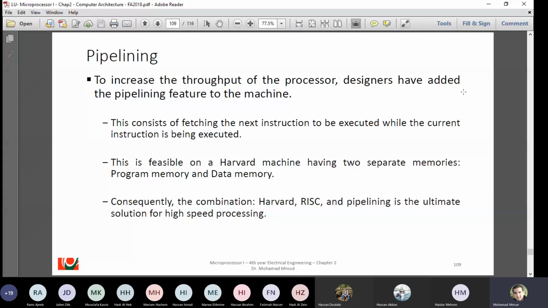So this consists of fetching the next instruction to be executed while the current instruction is being executed.